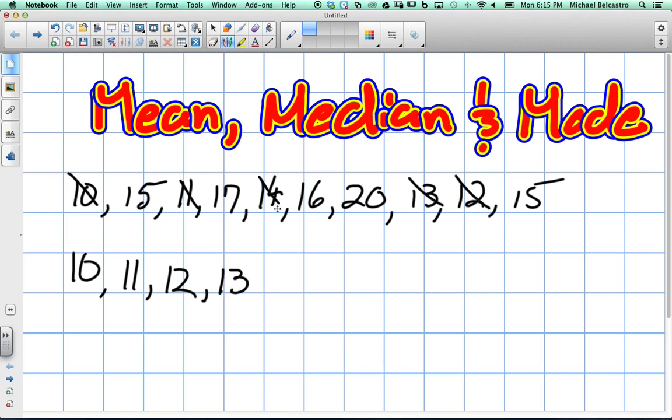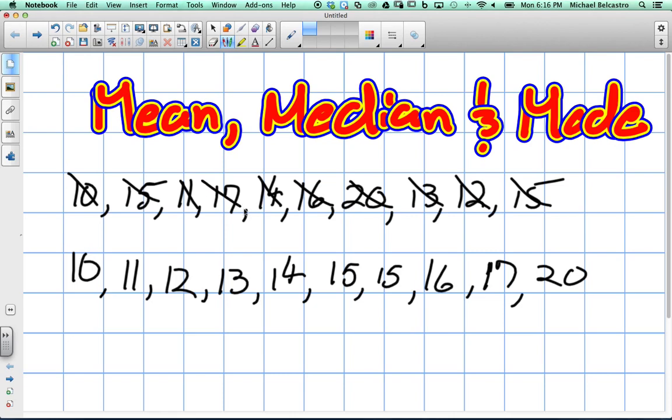Then we have 14. And then we have two 15s, okay? And that's going to be important a little later on. So we've got our two 15s. Then we have a 16, a 17, and a 20. And 20. Good. So we've now reordered everything from least to greatest.